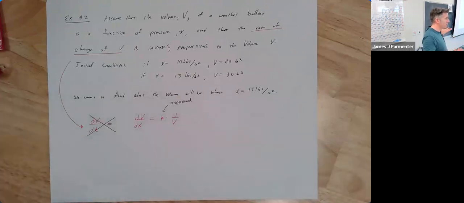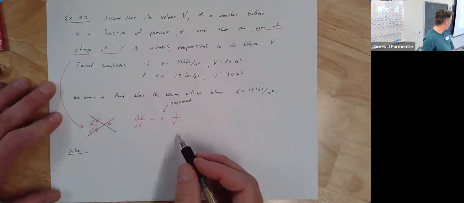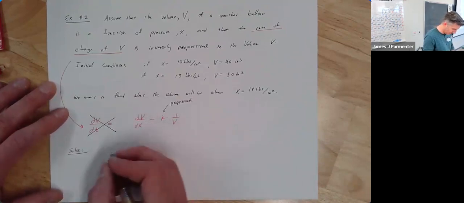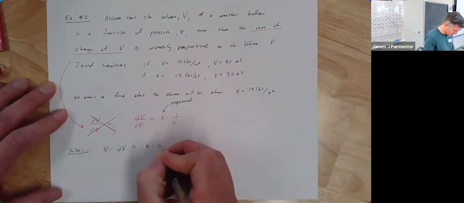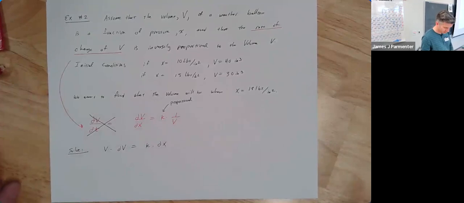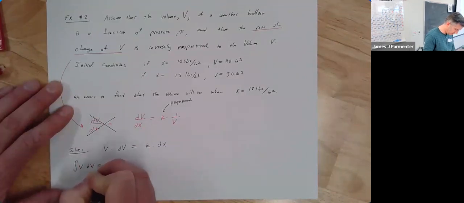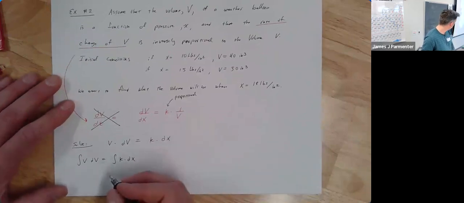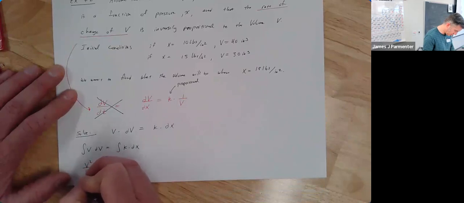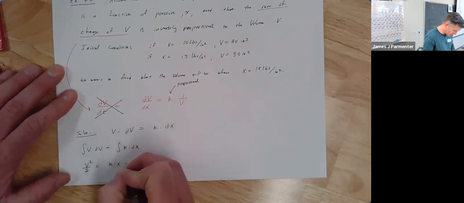Usually the setup is not too terrible, with some exceptions. So then we're going to solve. Hopefully separation works. I can bring my V's to the left, so V times dV is equal to K times dx. And then we can integrate both sides. The integral of V dV is equal to the integral of K dx. That doesn't seem too bad. The integral of V is V squared over 2. The integral of K is K times X plus a new constant C.